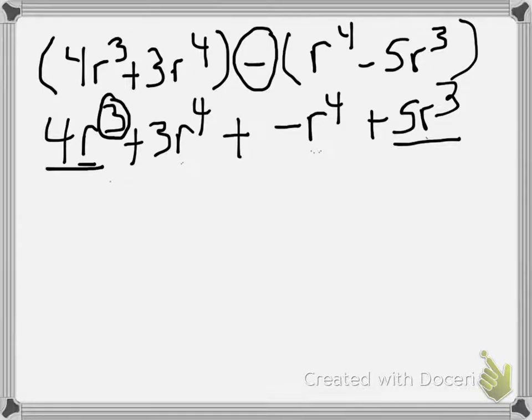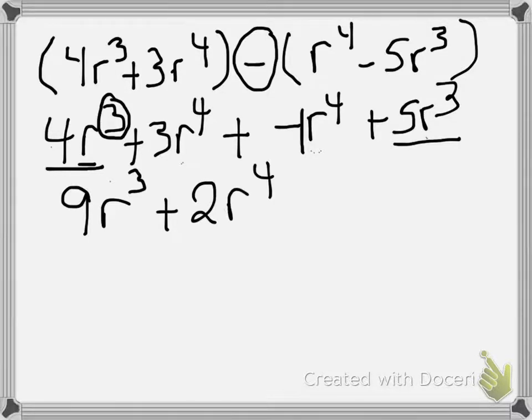Same variable, same power. So I have 4r to the third plus 5r to the third. Well, Jarvin, I know you can do this part. What's 4 plus 5? That's 9 r to the third. Now what do I have left? I have 3r to the fourth plus negative r to the fourth. Well, this is a negative 1. You know that there's a 1 there. So basically, these are like terms, same variable to the same power. So I have 3 plus negative 1, or 3 minus 1, which is 2. So I have plus 2r to the fourth.